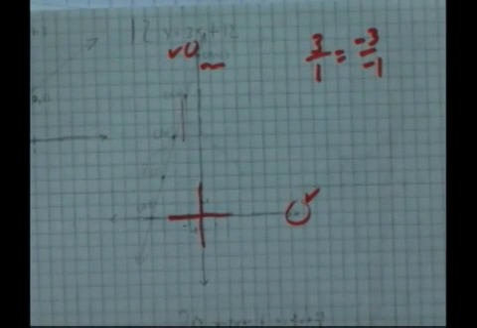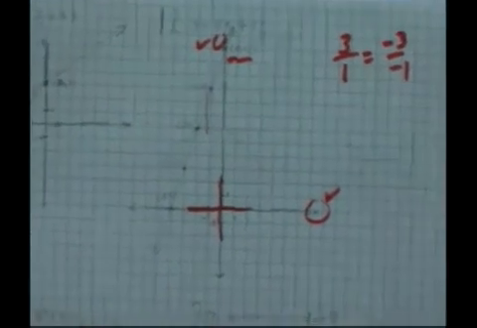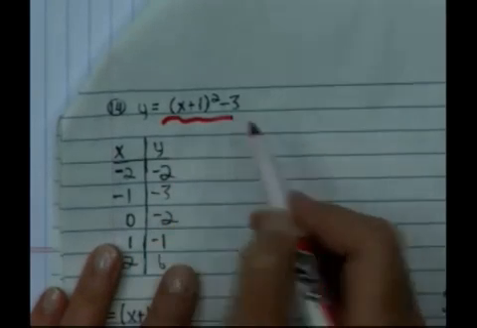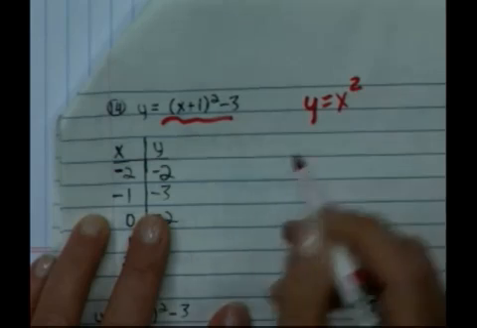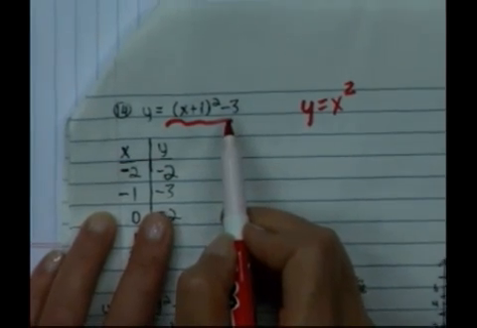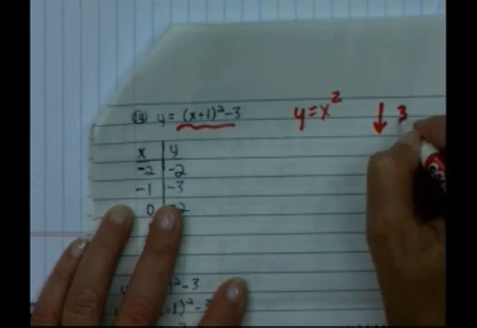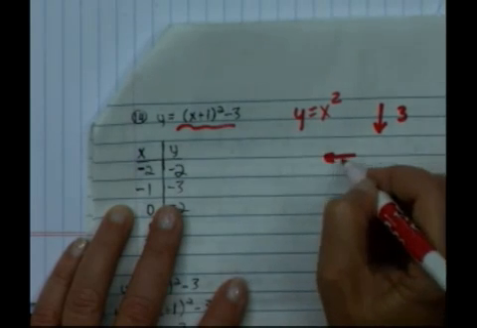Very nice. Is everybody good? Okay, that was number 12. Number 14, let's see what that looks like. This really should have been kind of a shifting kind of deal. What basic formula does this look like? A parabola, y equals x squared. And what does this minus 3 tell you you're going to do? You're going to shift down vertically 3. And what about this x plus 1? Left 1. You're going to go left 1.